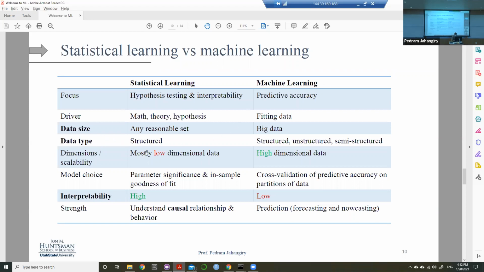And dimensionality, usually econometrics is low dimensional, machine learning high dimensional, because you want to exploit the information as much as possible. Let's make that model super flexible with 200 features, with 300 features. But in econometrics, if I have 300 features, then I will lose the interpretability. Does that make sense? We're going to talk about the model choice during the semester, for example, what is cross-validation, but this is key, interpretability, high versus low. And strength, so basically we talk about causal relationship, and in machine learning, we only care about prediction.